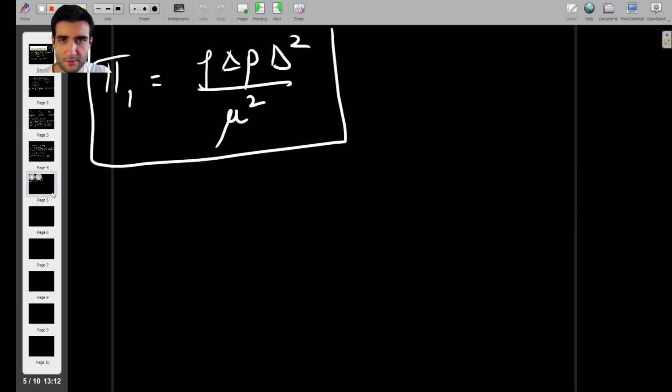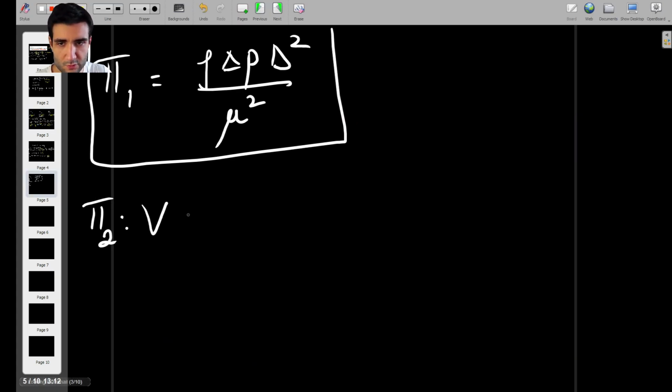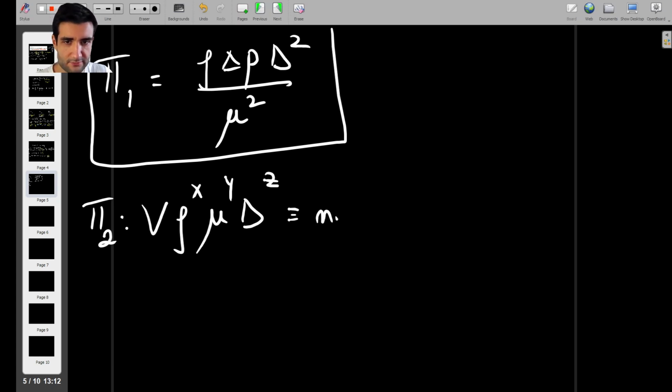Now let's do the same thing with the second pi group. So the second pi group was, let's see, this one here. So it's got velocity to the power 1. Then we've got rho to the power x, we've got mu to the power y, and then we've got diameter to the power z. And again, this should have no units.